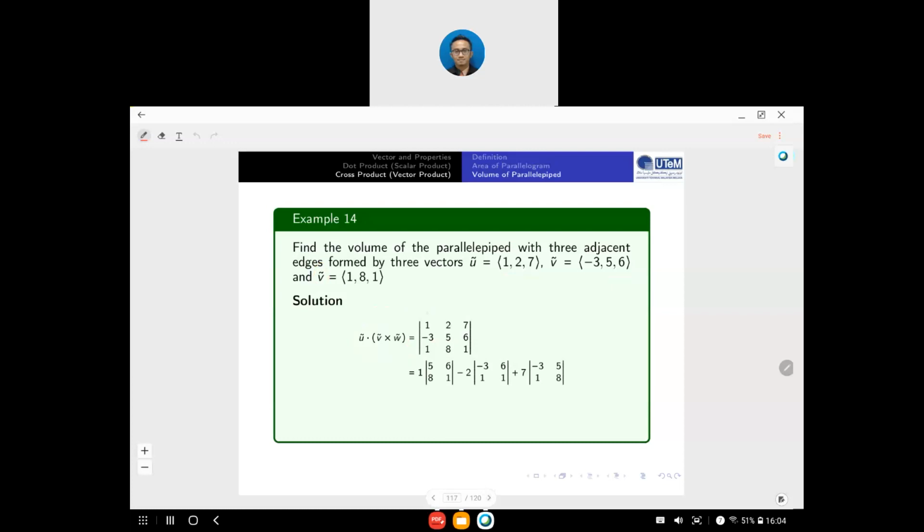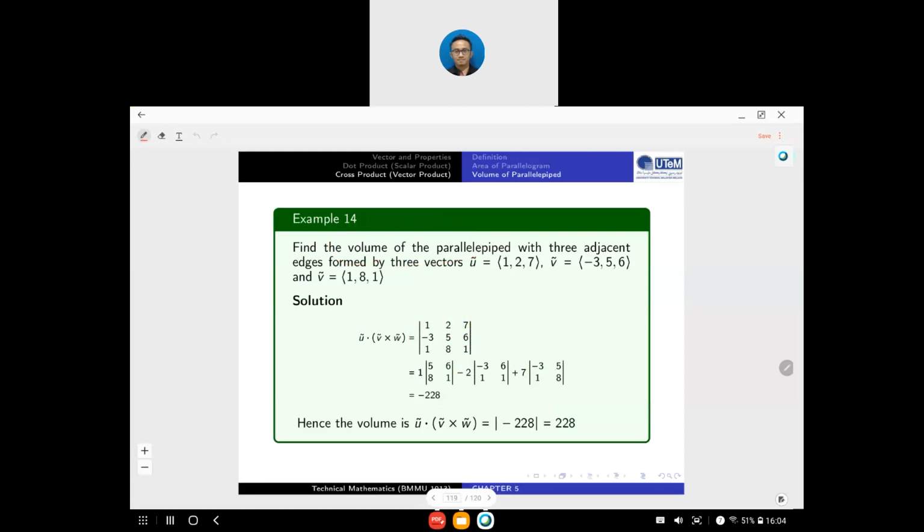1 here, 5, 8, 5, 6, 8, 1 and then minus. Here should be minus, because the formula is plus, minus, plus. Then 2, negative 3, 6, 1, 1, 7. This one, negative 3, 1, 5, 8. When you solve this, you can get negative 228. Then remember, this one is a volume. It has a magnitude on the outside, if you noticed. So with the magnitude, it is automatically positive.